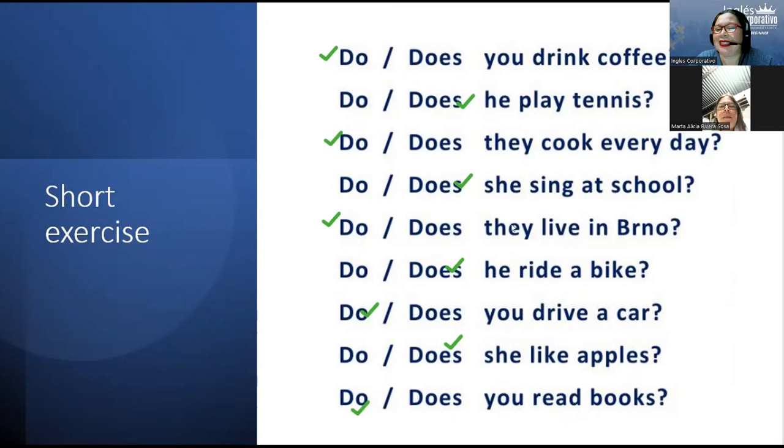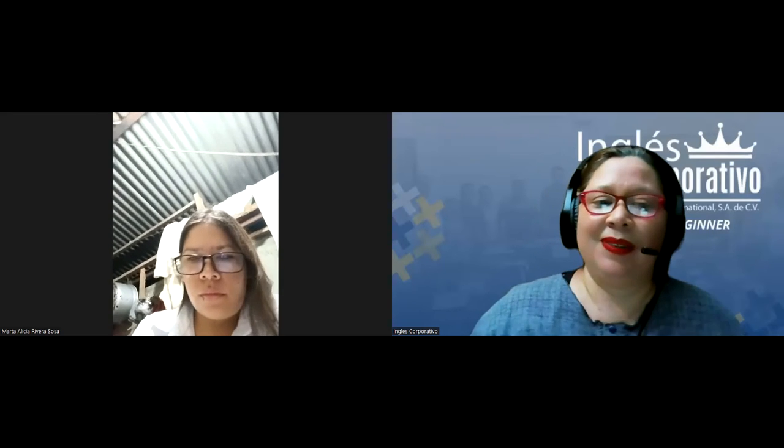So you see, this is the usage of do and does. Siempre va a depender del sujeto y es para preguntas y para oraciones negativas en el tiempo presente. ¿Ok?